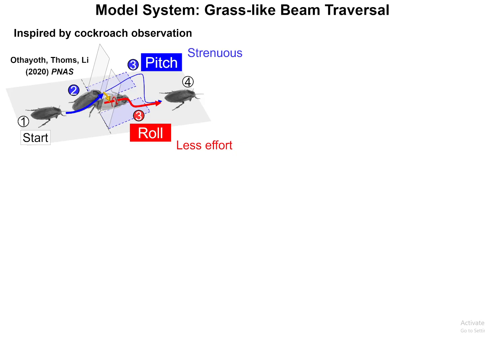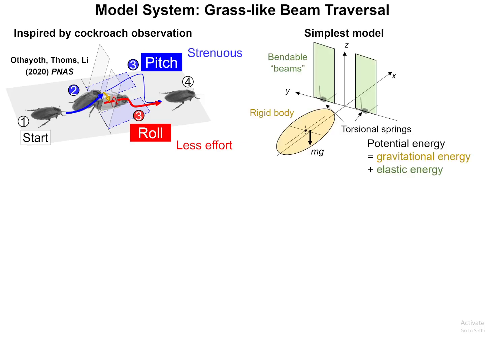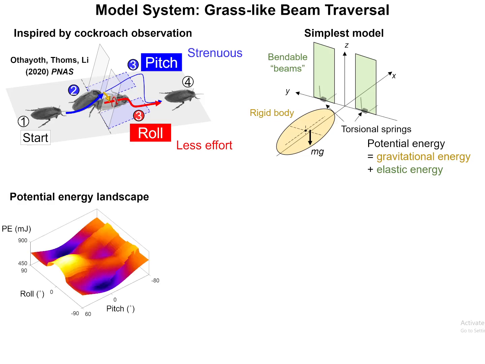To understand how these mode transitions emerge from physical interaction with the beams, and how a robot can do so, we first came up with this simplest model and only considered the potential energy of the system, which varied with body position and orientation when it's in the neighboring area of the beams. Here is what it looks like when the body is in the middle of the beams, as a function of body pitch and body roll. We can see that there are three local minimum basins.